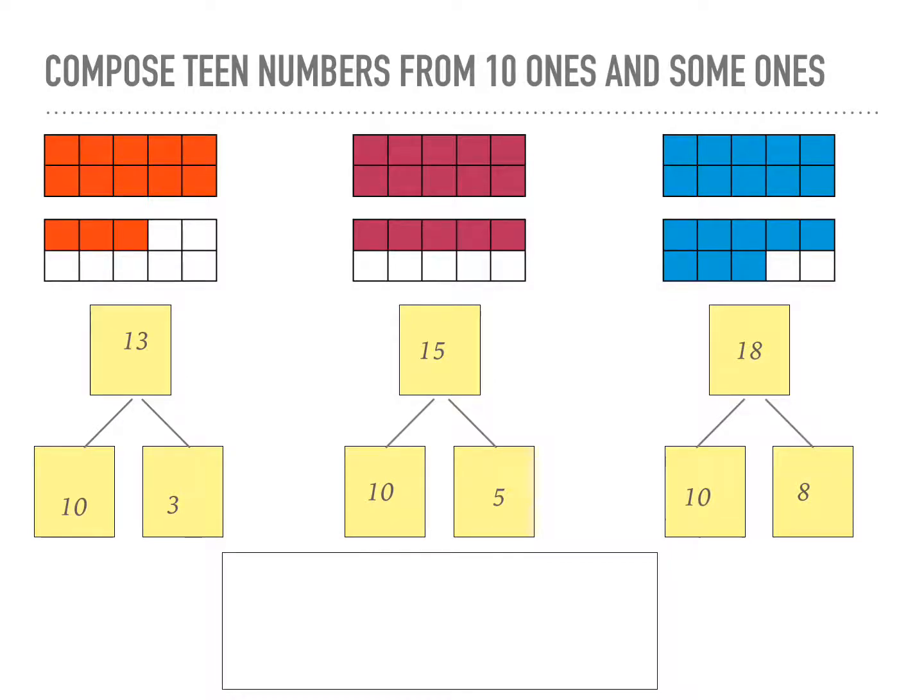For the orange grids, there were 13 squares filled in. That means that there were 10 ones and 3 ones. For the purple grids, there were 15 squares filled in. That means that there were 10 ones and 5 ones. For the blue grids, there were 18 squares filled in. That means that there are 10 ones and 8 ones.